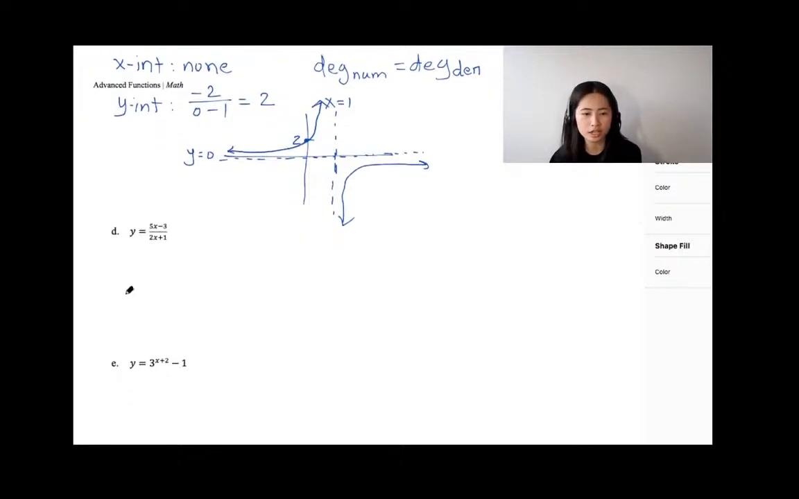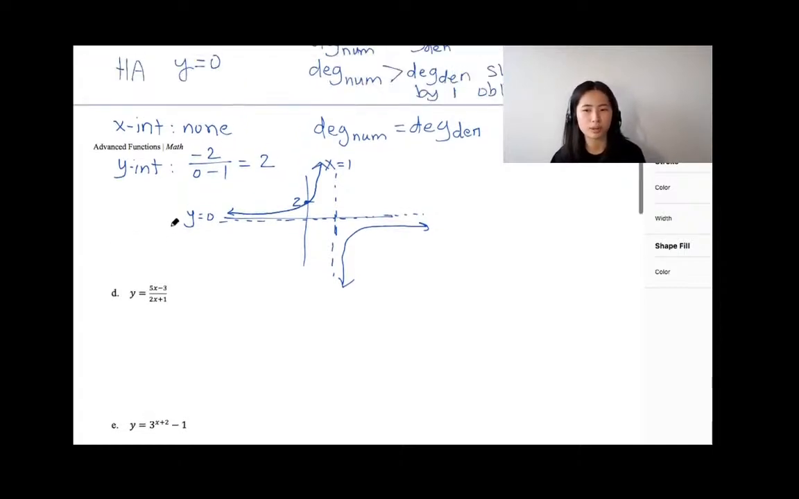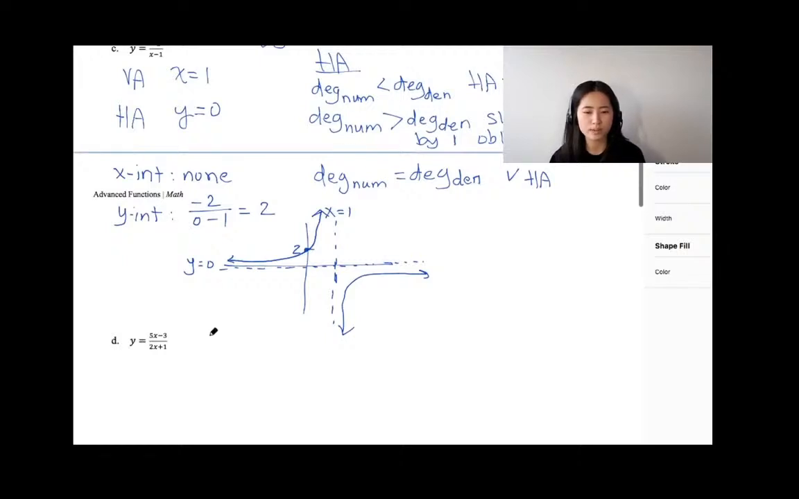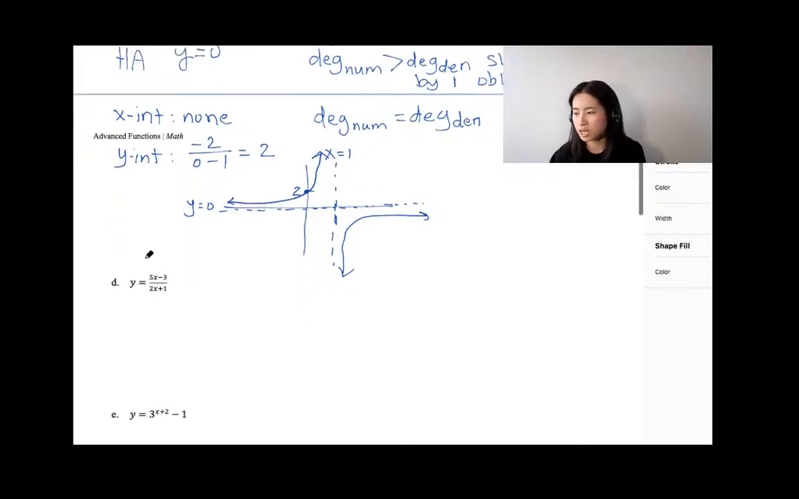Okay, so interestingly, there's another rational function here. We have it in the form ax minus b over cx plus d. So remember what I said about the horizontal asymptotes? Right now, you have the same degree. So first of all, how do you know it's the same degree? Well, if you look at 5x minus 3 and 2x plus 1, the degree of your numerator is 1, because the highest power of x is 1. And if you look at your denominator, the highest power is 1 as well, because it's x to the power of 1. Does that make sense?